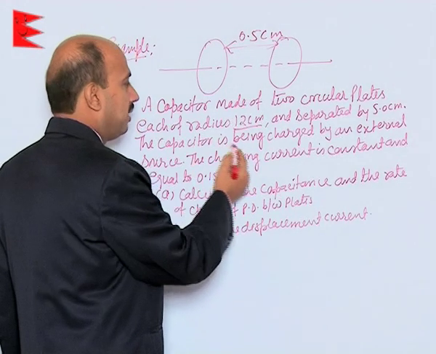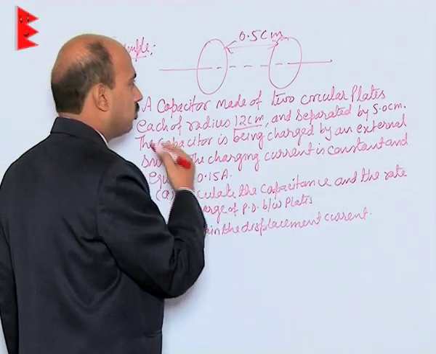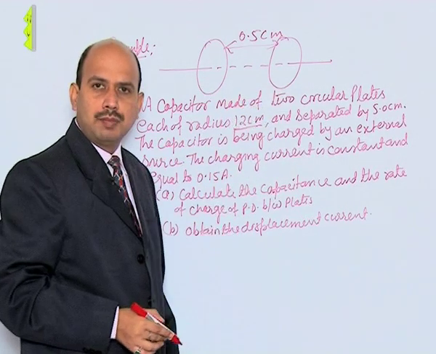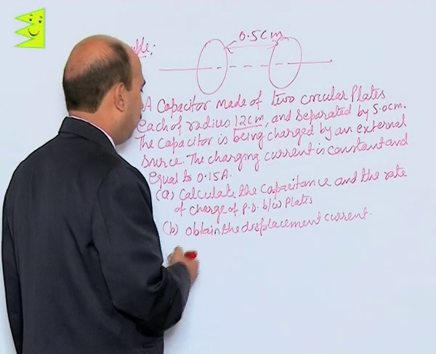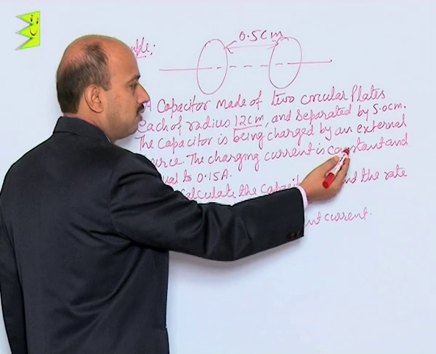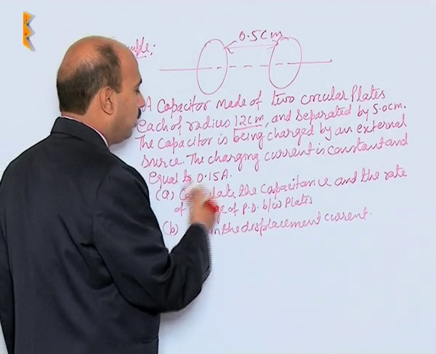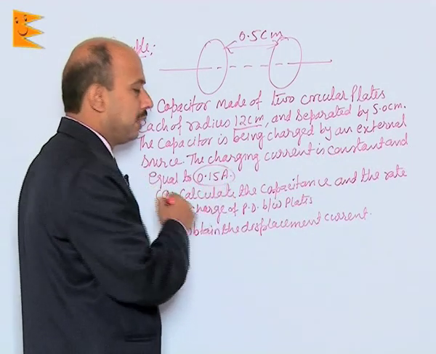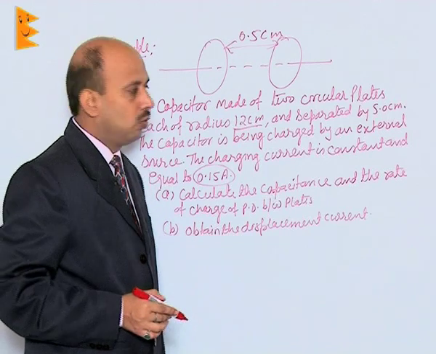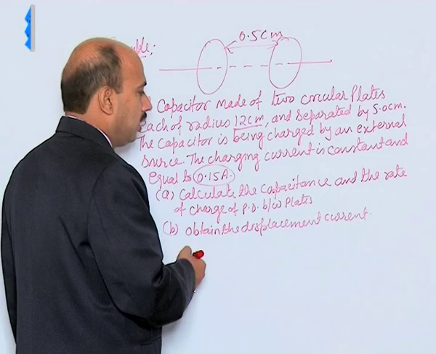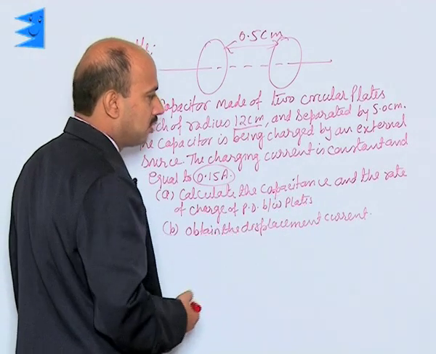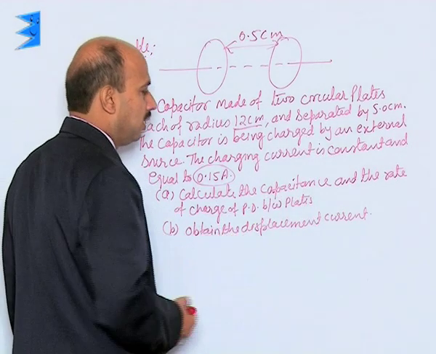Now, the capacitor is being charged by an external source. That battery is not shown here, but it is being charged by an external source. The charging current is constant and that is equal to 0.15 ampere. So, charging current is 0.15 ampere. You have to calculate the capacitance and the rate of charging of potential difference.